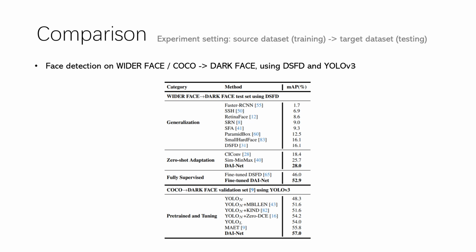After introducing our method, we show the comparisons. The setting is that we train on the source dataset and directly test on the target dataset. First, we have face detection. We use WeatherFace and COCO dataset as the source dataset respectively and test them on the DarkFace dataset using DSFD and YOLOv3 as the base detectors. And we can see that they both work very well and outperform the prior sorted methods.